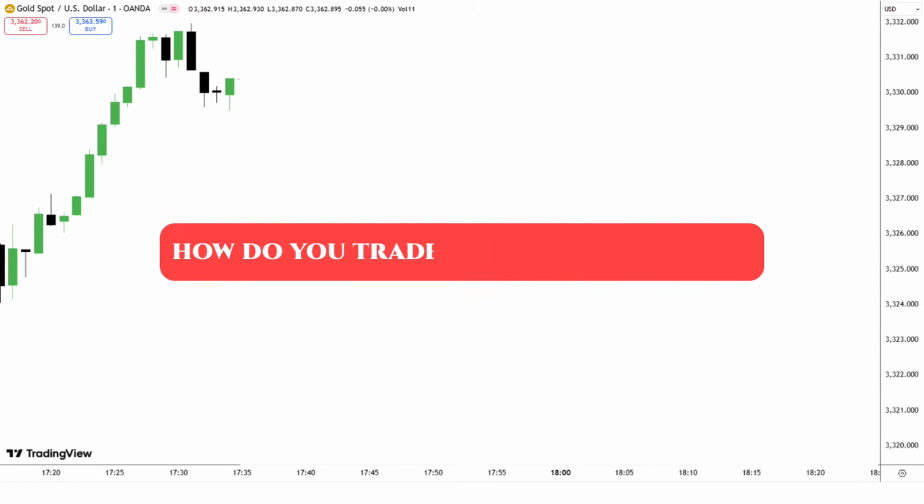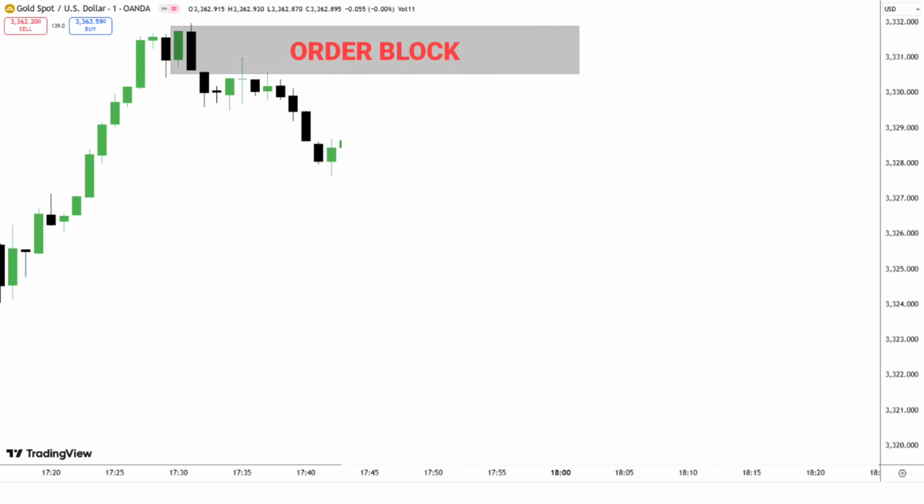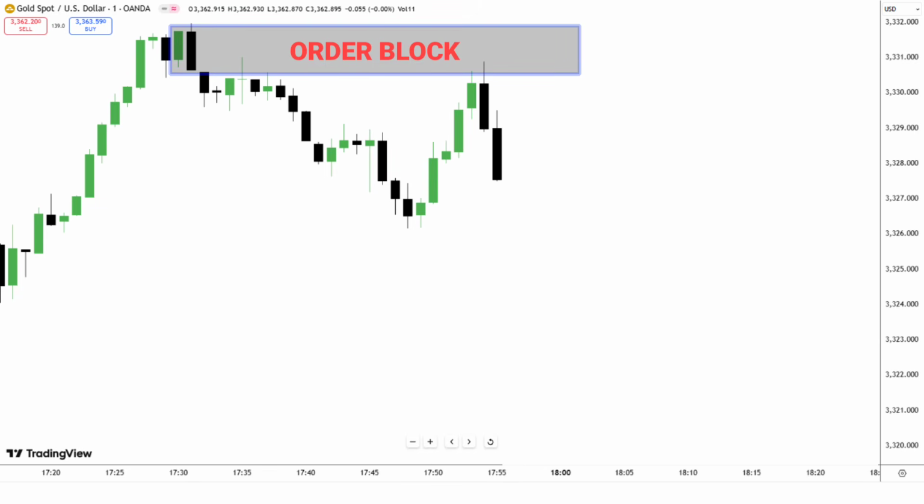Now, how do you trade using order blocks? Let's go step by step. Step 1. Mark your order block zone on the chart using the method we just talked about. Step 2. Wait for price to return to that zone. This might take hours or even days. Be patient. You're waiting for smart money to react.